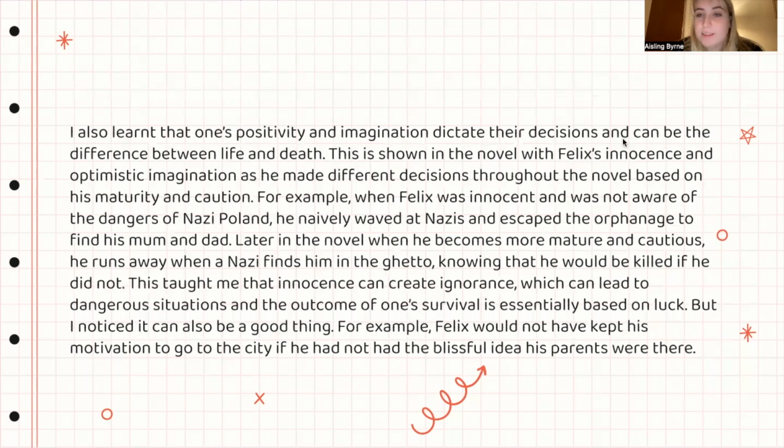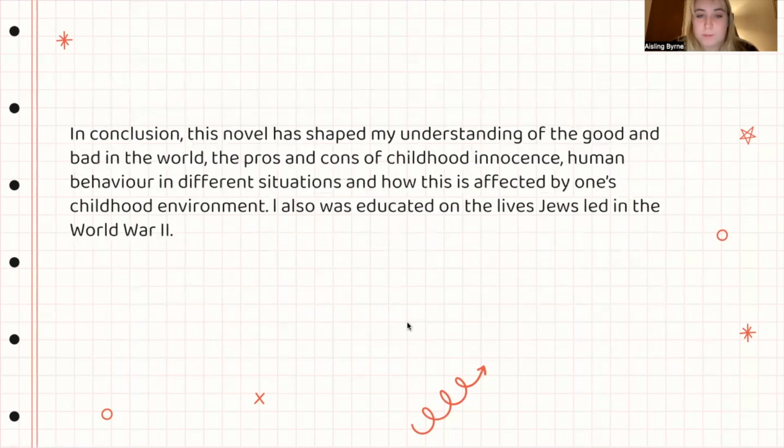We also have here, bringing it back into human behavior, positivity and imagination, and how that dictates people's decisions between life and death. We talk about people's innocence and optimistic imagination, and how when we mature, we can proceed with more caution, as opposed to when we're innocent, we might be a bit more ignorant to what's going on around us. An example of that is backed up, and then the conclusion here.